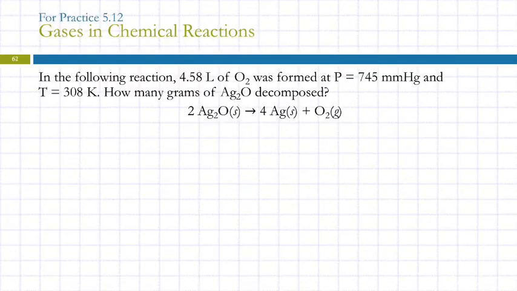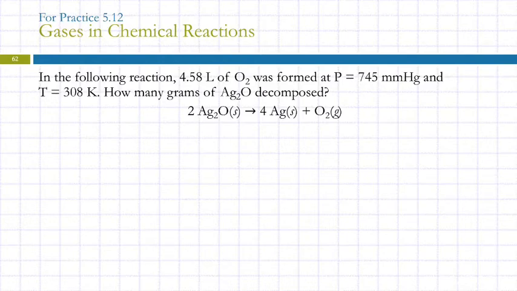In the following reaction, 4.58 liters of oxygen was formed at pressure equals 745 millimeters of mercury and temperature equals 308 Kelvin. How many grams of silver oxide decomposed? So we have a chemical reaction occurring. We've got oxygen being formed, Ag2O being decomposed, so this is a stoichiometry problem. There's the balanced chemical equation. I'm going to write the information that I have under the corresponding formula.